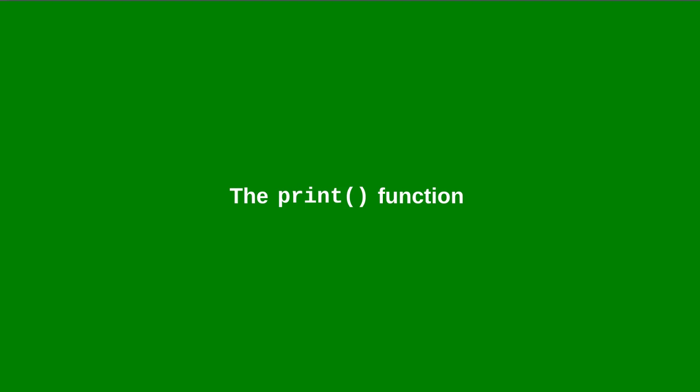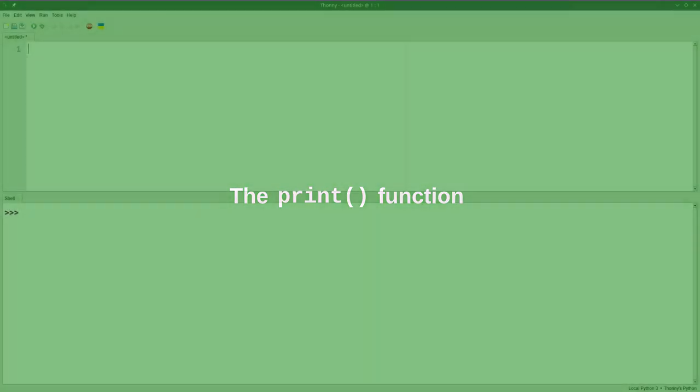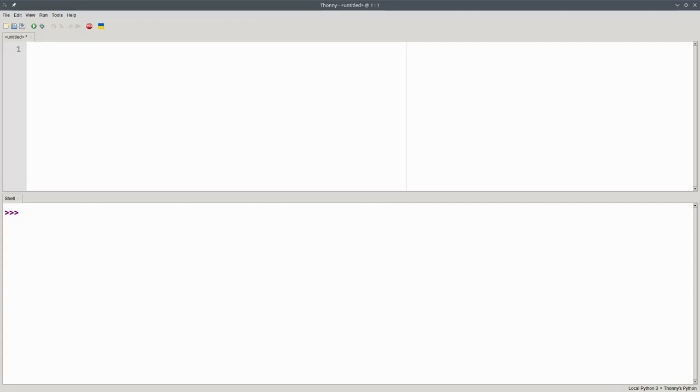Let's discuss the print function in Python. I'm going to write a program in the upper half of the Thonny window. Whenever I write a program, I always start off with comments that give a short description of the program, and then my name and the date, and then the purpose of the program, namely, given an age in years, calculate the approximate age in days.